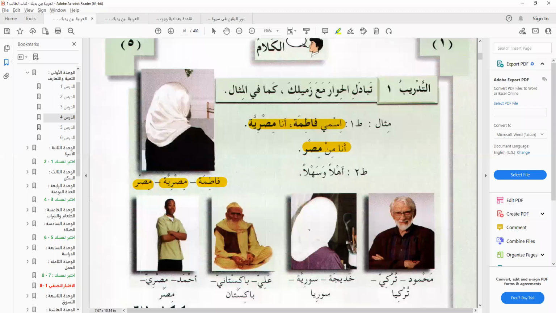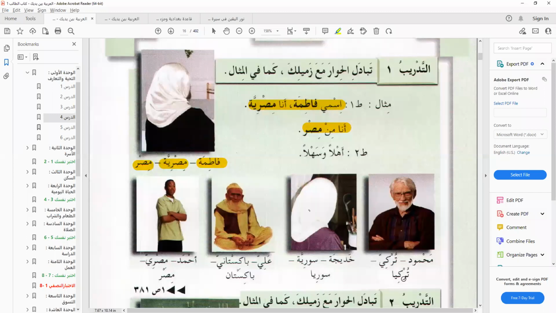So do the same with Mahmoud, Turkiya now. Ismi Mahmoud, Ana Turkiyun. For a masculine, it will be Ana Turkiyu. Ana min Turkiya. Okay. It remains 1. You use Mahmoud. You use Turkiyun, then you use Turkiya. So you are using 3 words to form your sentence to speak.